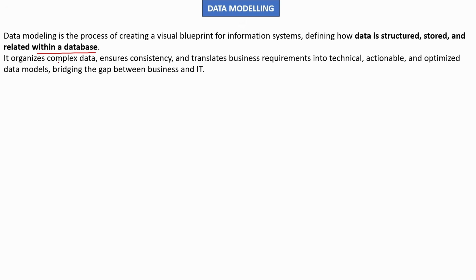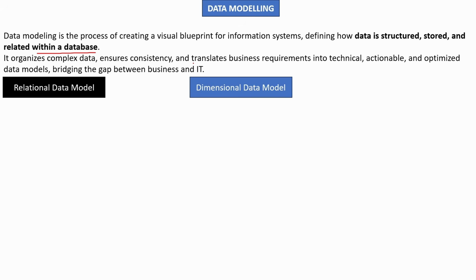Okay, it organizes the complex data, and it also ensures consistency and translates your business requirements into technical, actionable, and optimized data models. That eventually helps in bridging the gaps between the business and your data. There are three primary data models: relational data models, dimensional data models, and the third one is the entity relationship model. There are also several other models, but they are not in general use, like the hierarchical data model, network data model, object oriented data model, and multi-value data model.